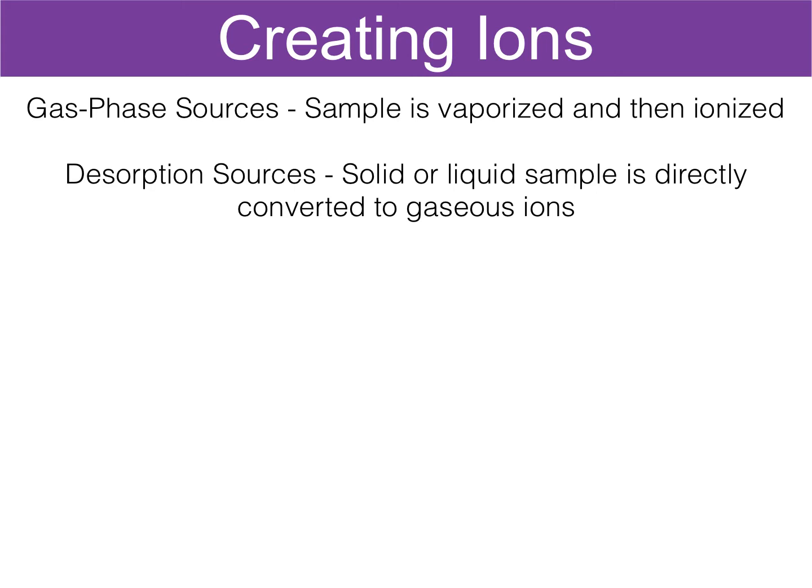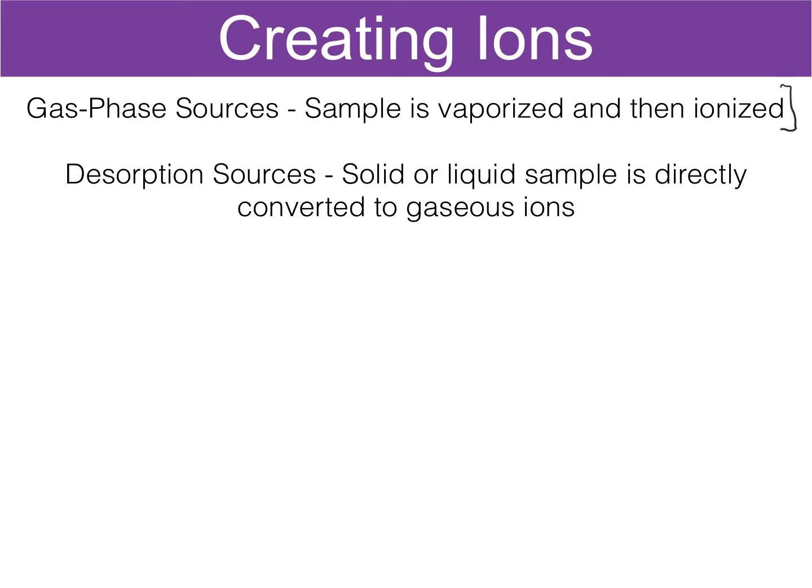Okay, so one of the big first steps of this process is creating ions. There are really two ways to get our sample into the system. One way is a gas phase. So we inject a liquid sample or a solid sample, and we vaporize the sample, and then we ionize it.